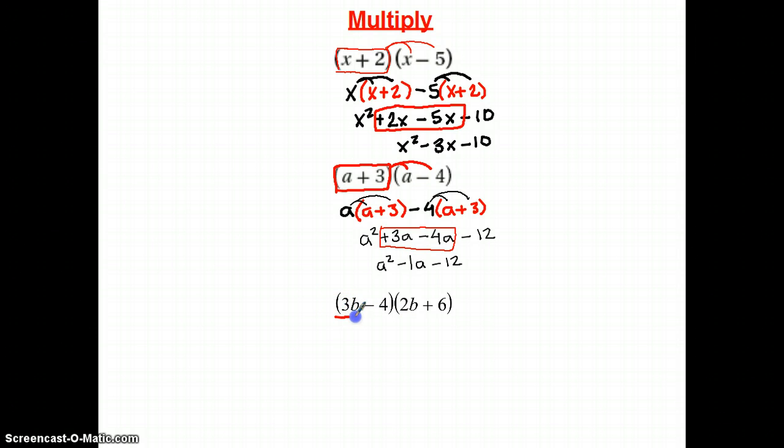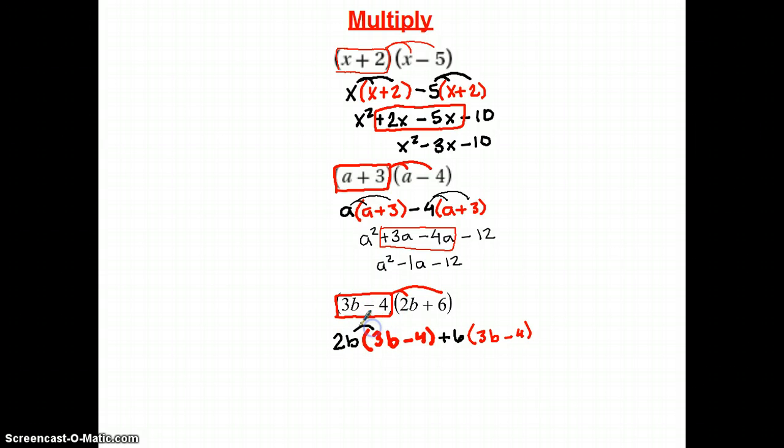Again, in this third example, I take my 3b minus 4 and distribute that entire binomial to the 2b plus 6. So from the right, I have 2b. I am multiplying that by the 3b minus 4 from the left parentheses. From the right, I have a plus 6 times the 3b minus 4 from the left parentheses.